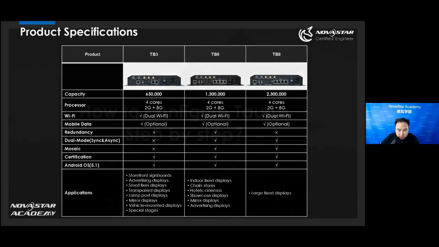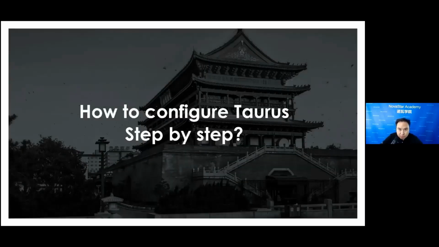Then after we know some features of Taurus, we would like to know how to configure the Taurus step by step. Today we will introduce two methods. The first one is Nova RCT, and the second one is the Vplex Express. Nova RCT is used to make the screen configuration and load the RCFG file. And Vplex Express is used to do the publishment of the solution. Later, we will introduce the software.